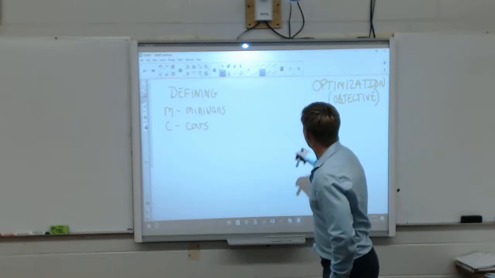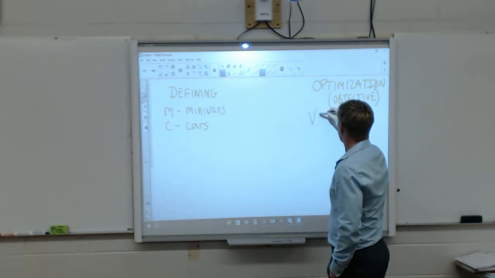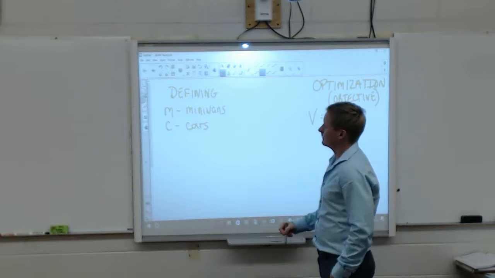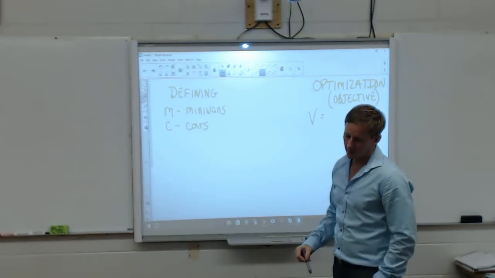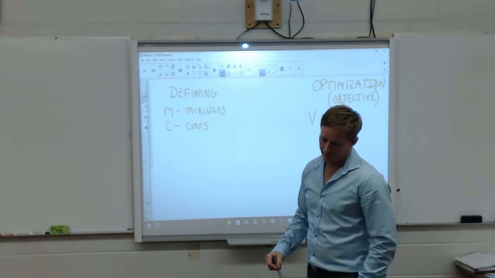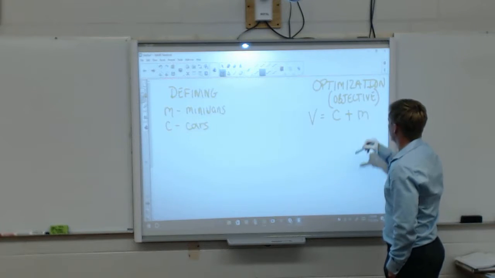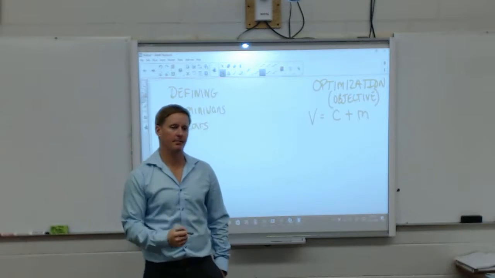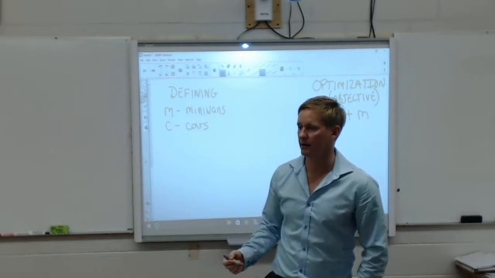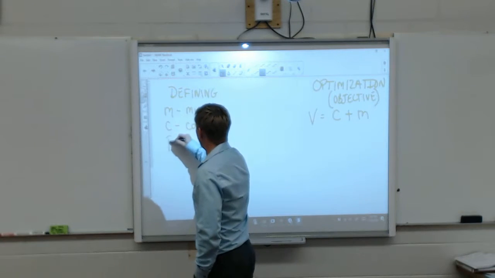And the vehicles used will be the number of cars plus the number of minivans. And that will help us get our maximum number of cars and minivans and our minimum amount of cars and minivans. Okay? So the next thing I want to do then is write my restrictions down.